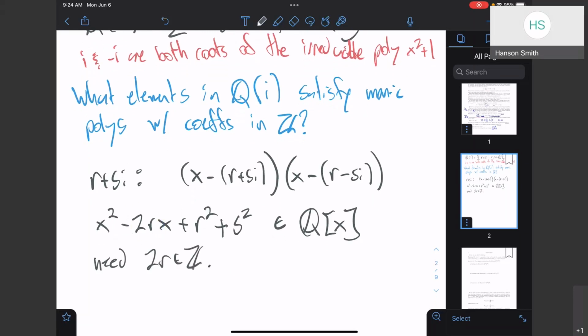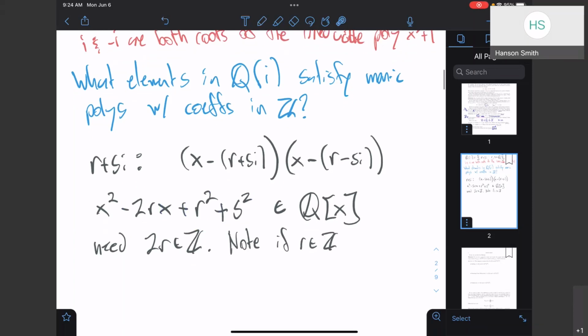Okay, that's great. And maybe we get lucky and just r is in Z. So I guess I'll note, if r is in Z, then of course 2r is in Z, r squared is in Z. And so immediately, in order to have this be a polynomial with integer coefficients, I'm going to need that s squared is in Z. So I'm going to need that s is actually in Z. So if r is in Z, we have to have s in Z. And if we have r and s both in Z, then this polynomial is a perfectly nice monic polynomial with integer coefficients.